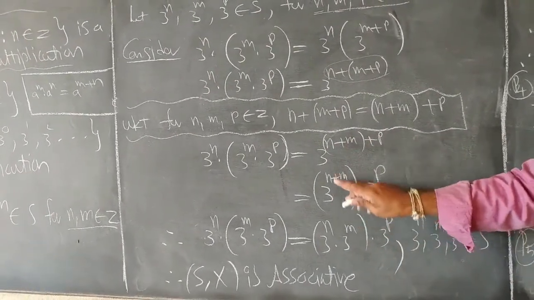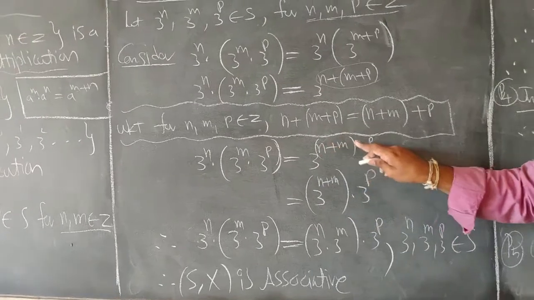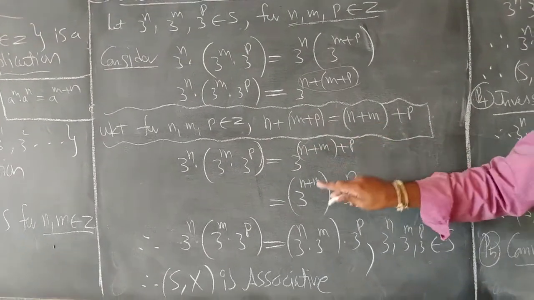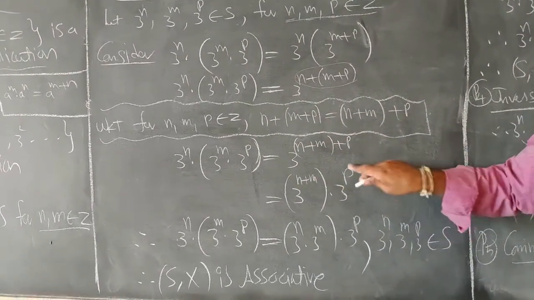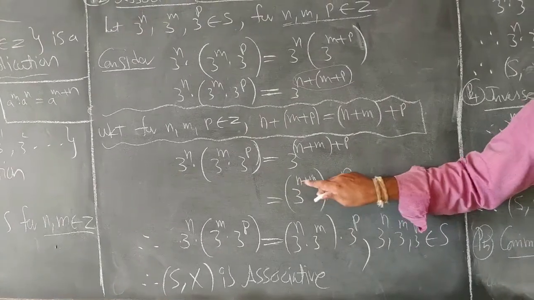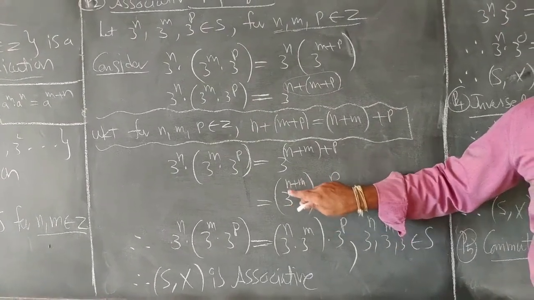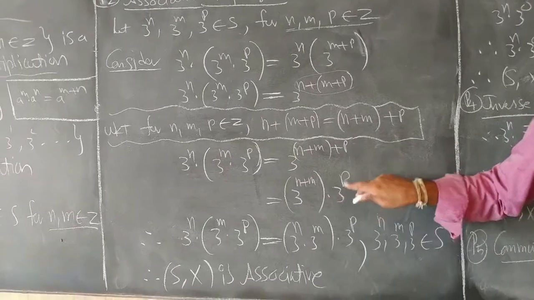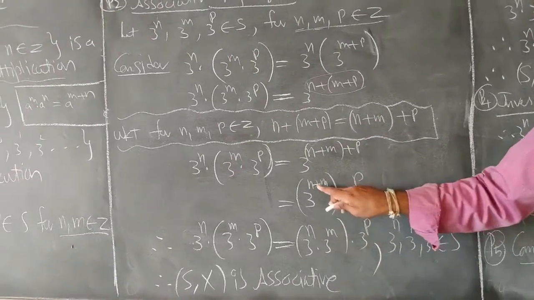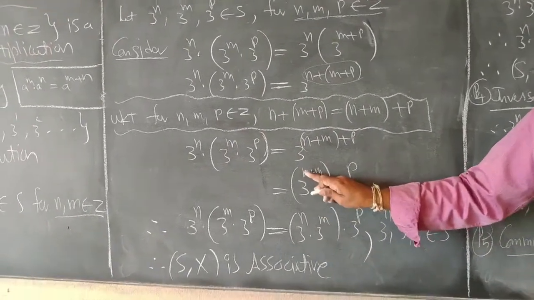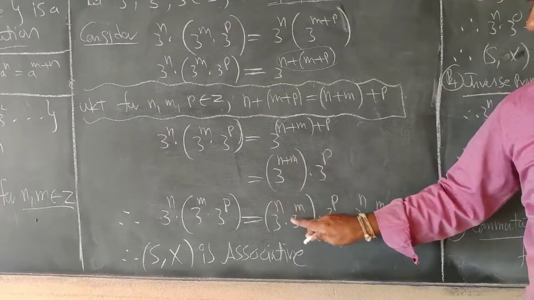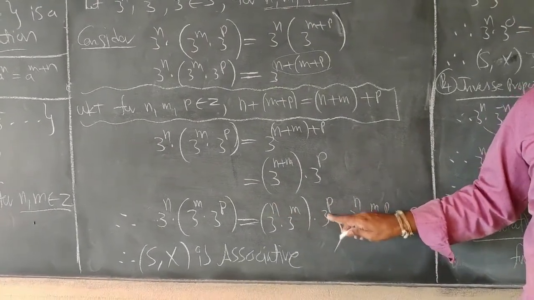Here this is in the form of 3 power m plus n. So it can be written as 3 power m into 3 power n. Instead of m, it is n plus m, right? Here it is 3 power n plus m into 3 power p, right? Here again it can be split into 3 power n into 3 power m, right? 3 power n into 3 power m into 3 power p.